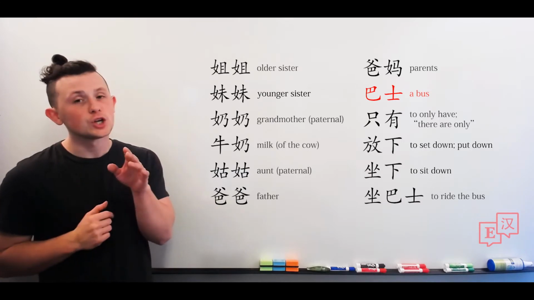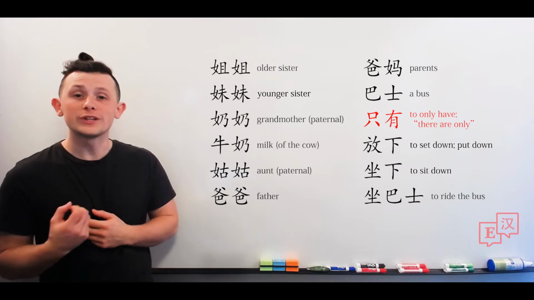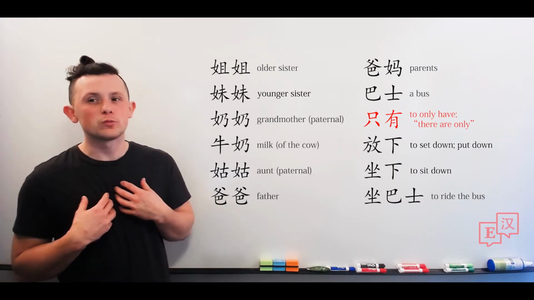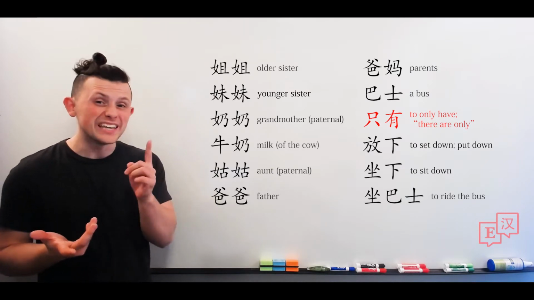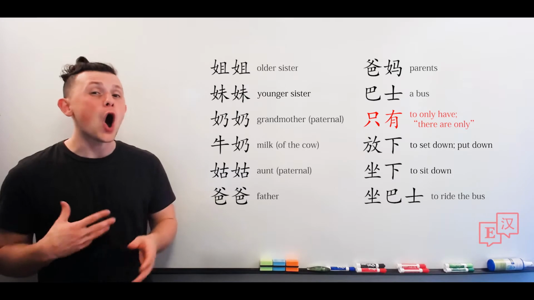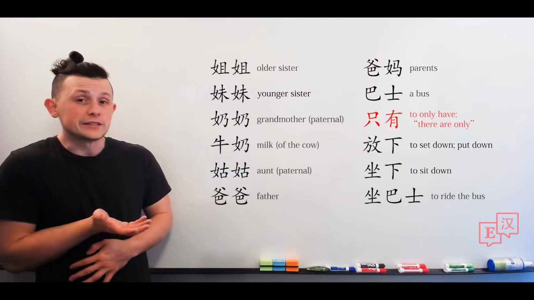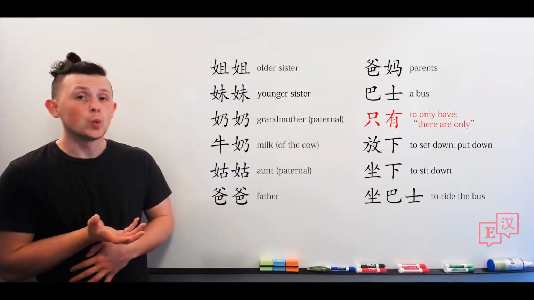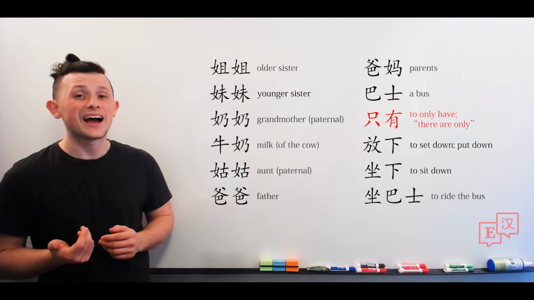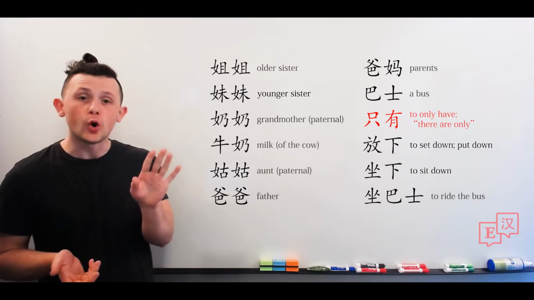Next, 只有, only have. This can mean like I only have one spoon, 只有一个勺子. But we can also use this to mean there are only. So for instance, 外面只有牛. Outside, there are only cows. 外面只有牛.